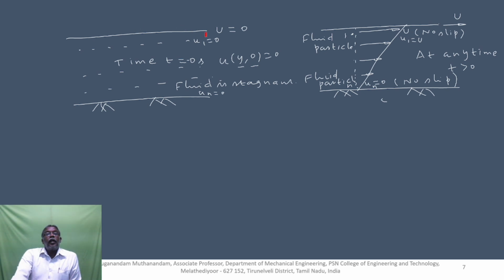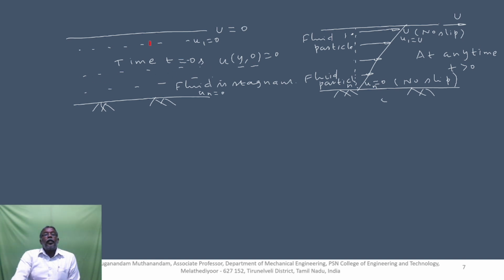This is the snapshot of the flow at time t equal to 0. During this time, the fluid is stagnant. How? As I told, the flow takes place due to the movement of the upper plate. At time t equal to 0, the upper plate is stationary. Already I told the bottom plate is stationary. At time t equal to 0, the upper plate is also having 0 velocity.